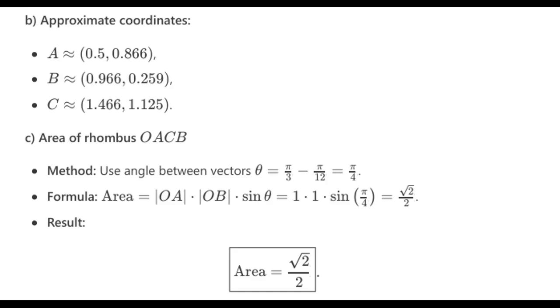Final results. 1, identity proven. 2, solutions: z equals e to the i pi over 12 minus e to the i pi over 3, and z equals e to the i pi over 12 plus e to the i pi over 3. 3, the shape is a rhombus, coordinates given, area equals square root of 2 over 2.